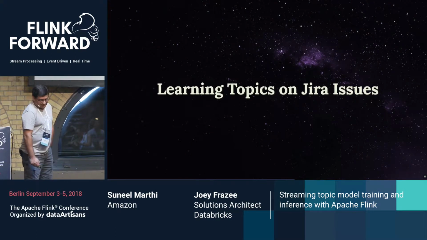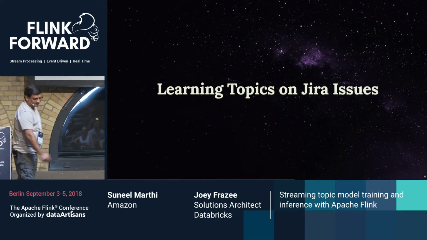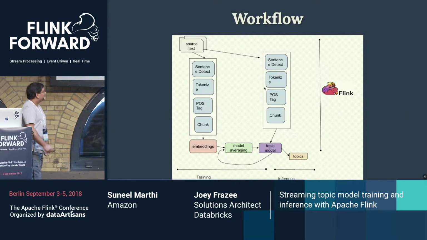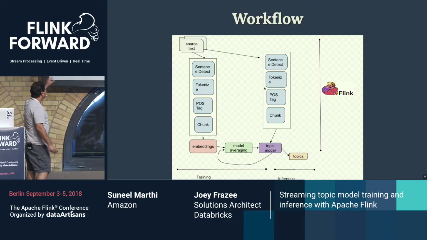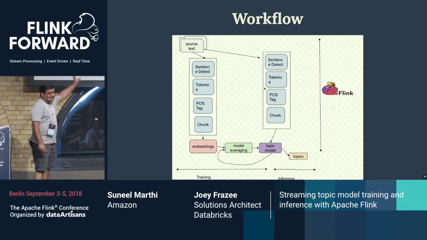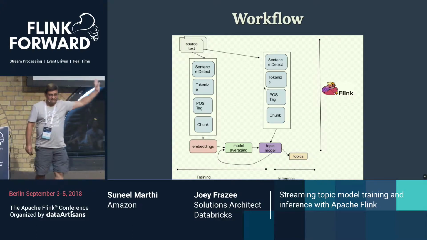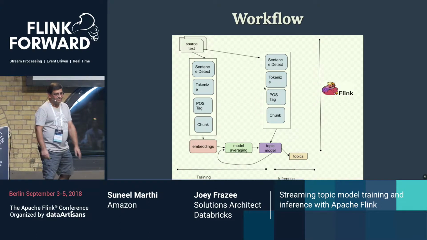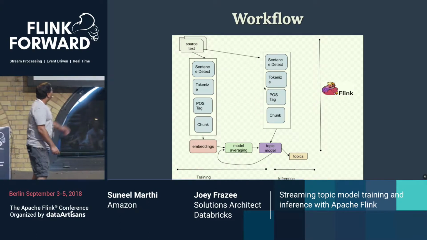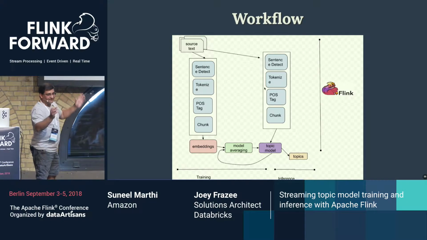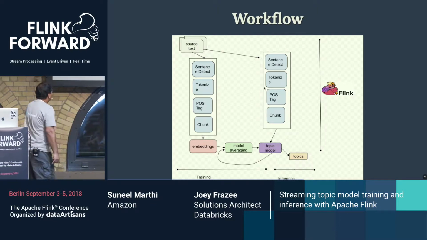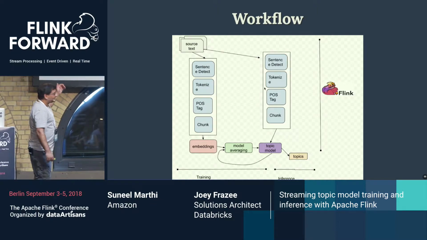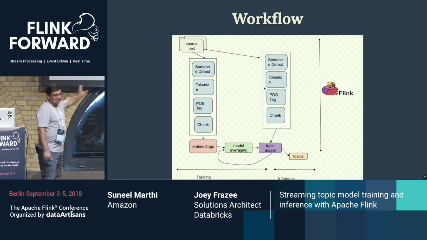So let's look at learning topics on JIRA issues. This is the complete workflow, and I'll show you some of the code with the complete pipeline. You have your JIRA. You take your JIRA text for Apache Flink, and you get all the JIRAs as a stream input data source. The second thing you do is detect the sentences. For detecting sentences, we are using the Apache OpenNLP sentence detection model for English. Once you detect the sentences, the next step is to tokenize. So this is a standard NLP pipeline.